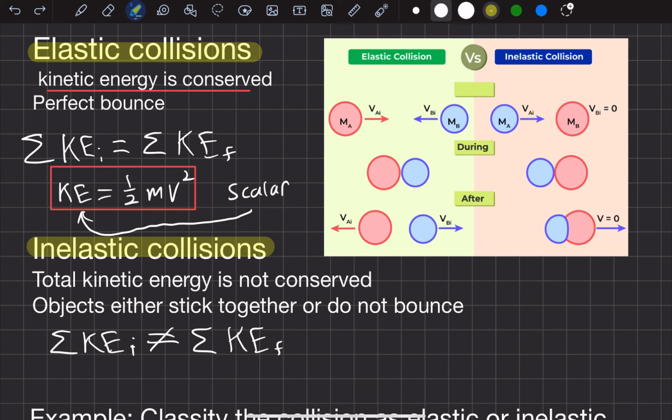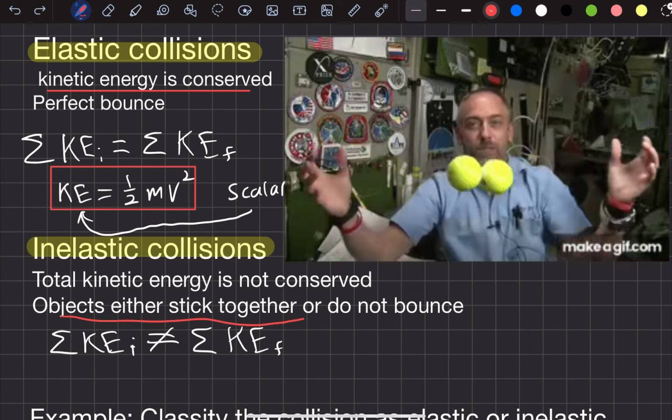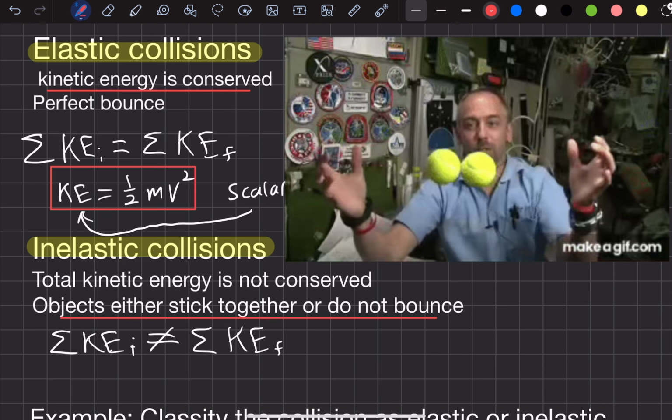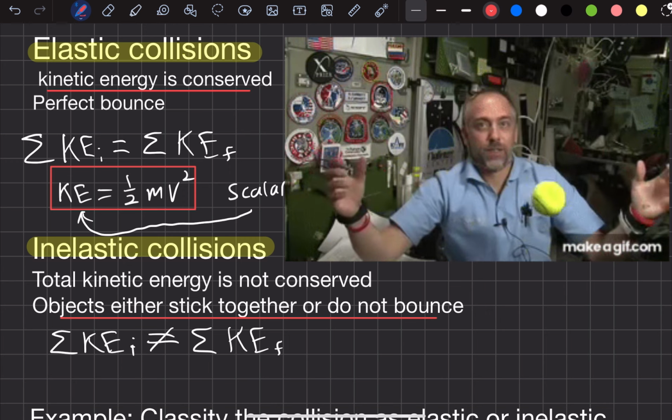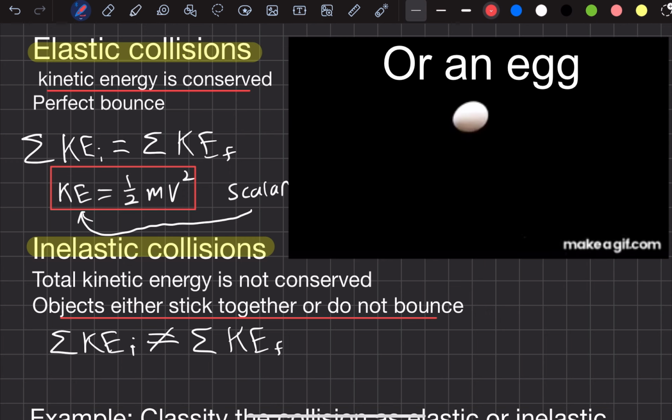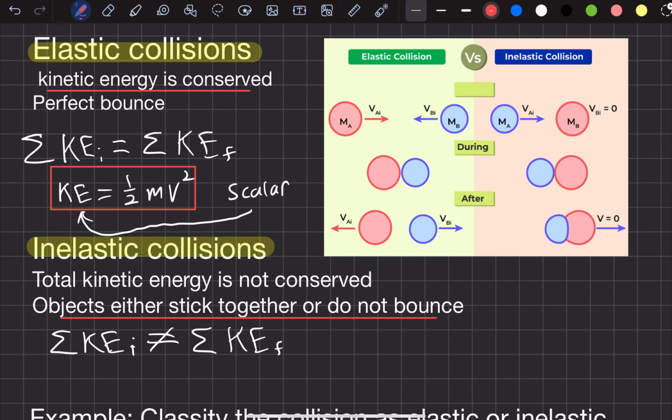For a perfectly inelastic collision, objects stick together. So objects stick together in a perfectly inelastic collision, or they do not bounce, in other words. So this would be like if you dropped a ball of clay on the ground. The ball of clay does not bounce. The ball of clay hits the ground and splats and spreads out. That is a perfectly inelastic collision.